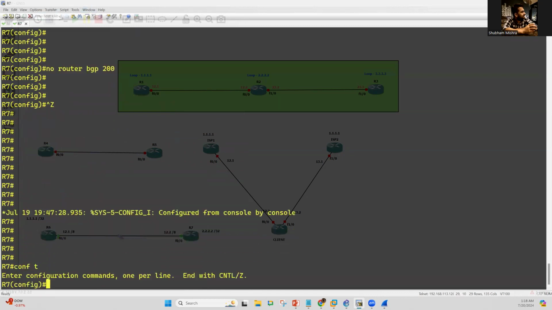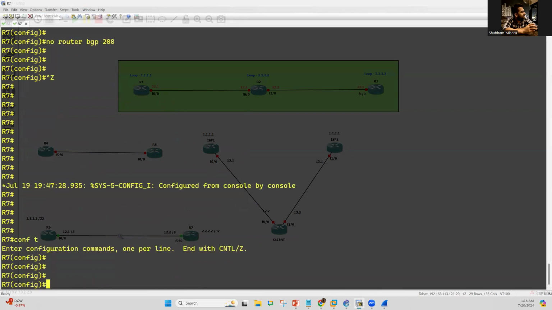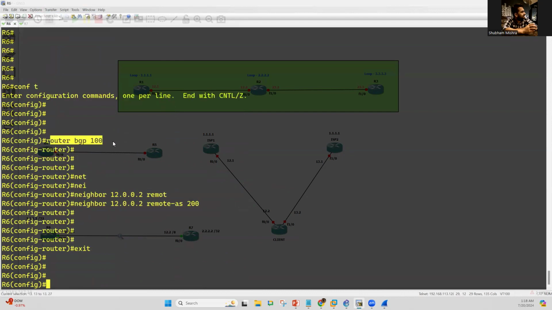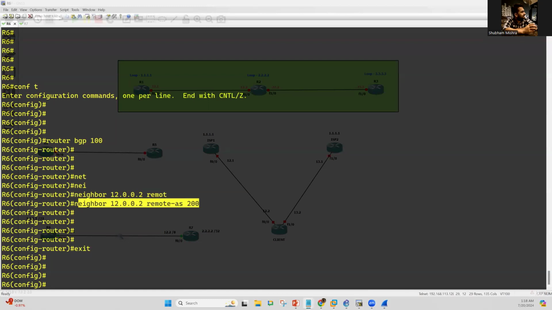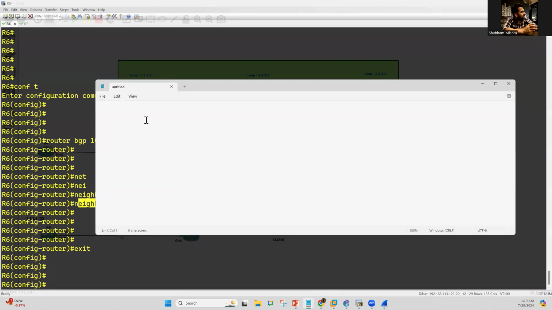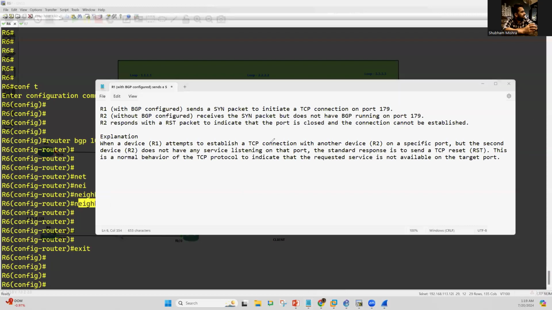Now come on to the R7 router. One more thing, guys. On R6 I configured BGP, router BGP 100, and I configured the static neighborship command. But on R7 I do not configure BGP. What is happening here? Anyone who can tell me? No? Okay, please read this one. See, R1 with BGP configured. Let's suppose we have R1 and R2. On R1 we configure BGP as well as the neighbor command, but on R2 I do not configure BGP. This is the scenario. So I am asking you, what will happen?